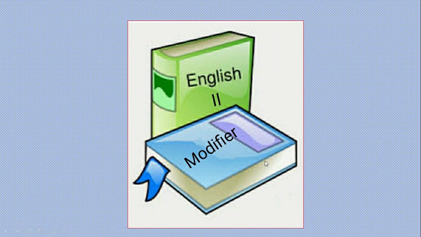In the last class, we discussed pre-modifiers. There we saw that there are 9 types of pre-modifier, and among them, 4 we had already discussed. The last 5 points we will discuss today. Let's see the first one, participle.